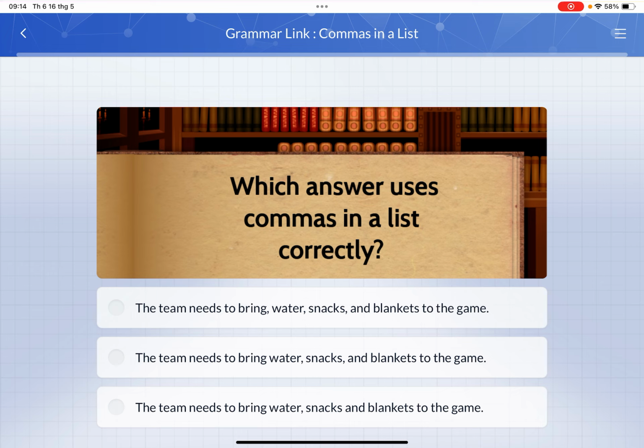Now the second is correct because they have a comma after each of the nouns, each of the series of things, so it is correct. But the last one, they are correct, sort of. They have a comma after water and before snacks, but they do not have a comma after snacks. So this makes it wrong. So the correct answer would be this.